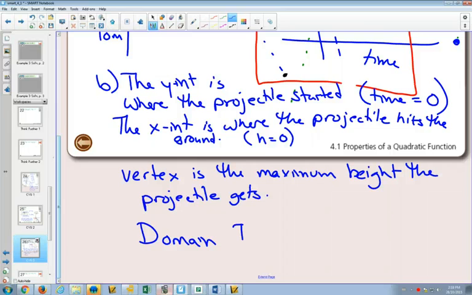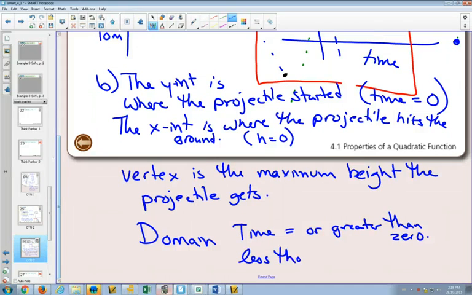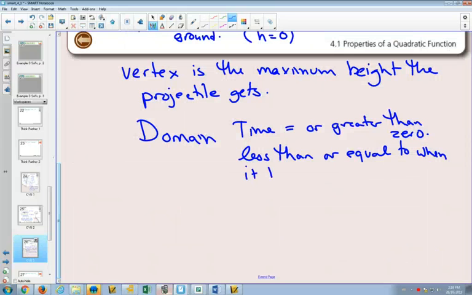So I'll write it out in words. Time has to be equal to or greater than 0, because it doesn't make sense for time to go into the negative. And less than or equal to when it hits the ground.